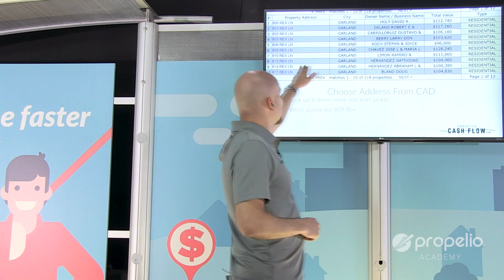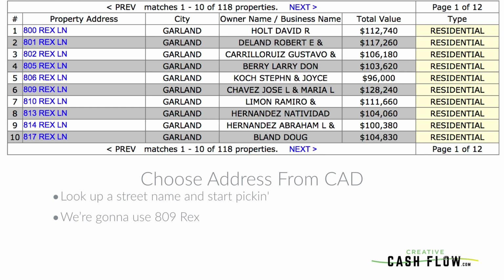The reason I'm going to use 809 Rex is if you look over at its total value, it's got $128,240 at its total value. I've been using a lot of examples of $100,000 with you guys because it makes percentages easy. I wanted to choose one that was not just an easy peasy $100,000 percentage, so that you might get a little bit more practice on this.